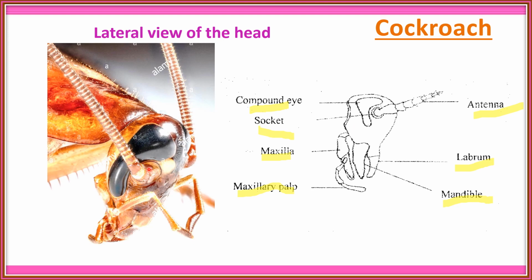Then we can see the maxillary palps, they are here. We can see the mandibles. The mandibles are here on the sides. And then we can see the labrum. Labrum is this upper part which is covering the mouthparts. And we have to see the maxilla down.